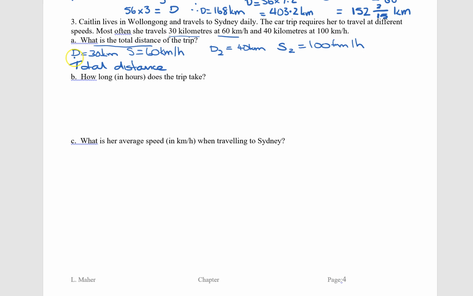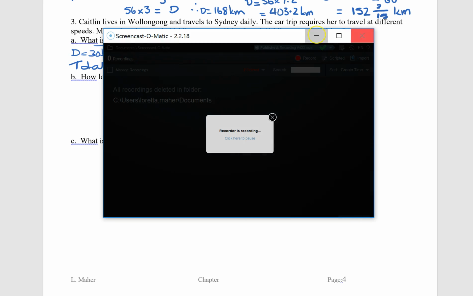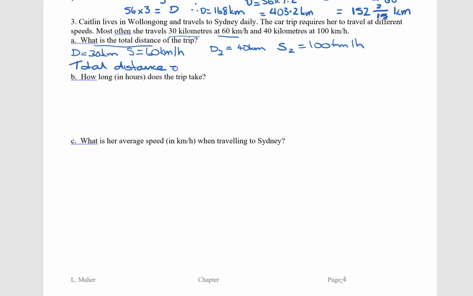Well, it said she travels 30 kilometres. So she travels 30 kilometres. One of the distances is 30 kilometres. And the other distance is 40 kilometres. So she travels a total of 70 kilometres. Part B is how long. So that is find time.